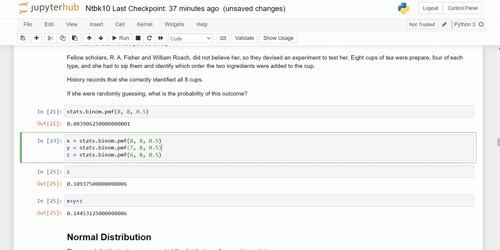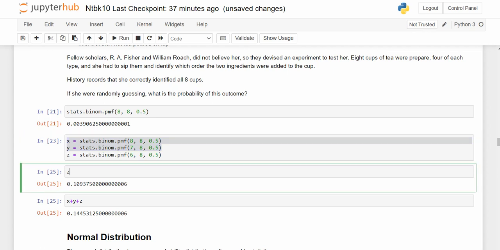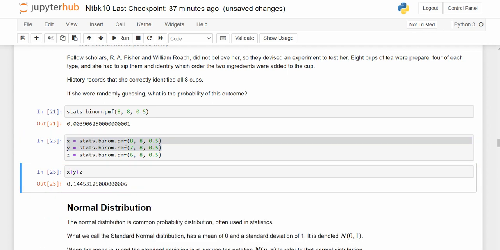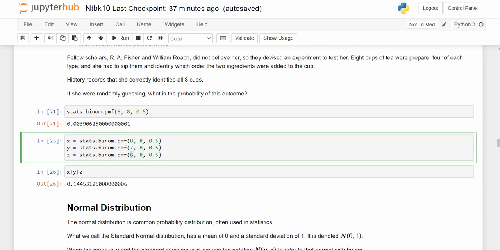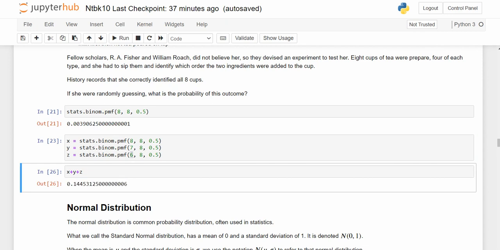So why did Ronald Fisher say 7 or 8 correct would be evidence? Because both of those were less than 5%. And he basically said, we're going to use this 0.05 cutoff. It seemed good to him, and 100 years later, we're still using 0.05 as our baseline level of alpha. However, if she only got 6 correct, he was going to say that's not evidence that she's not guessing at random.